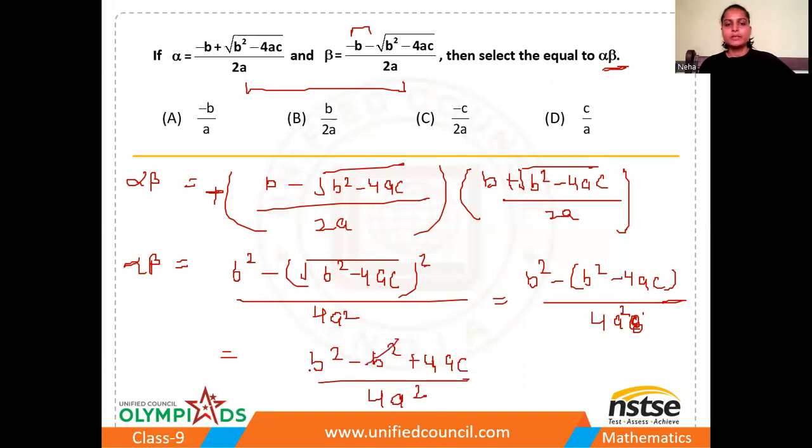Correct? So b square and b square will cancel. 4 and 4, a and a. So the remaining term is c by a. C by a, yes. Option B is the right answer.